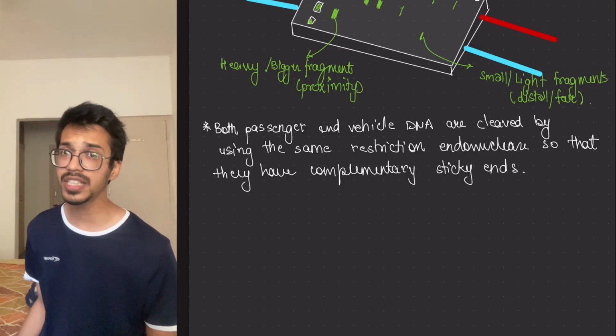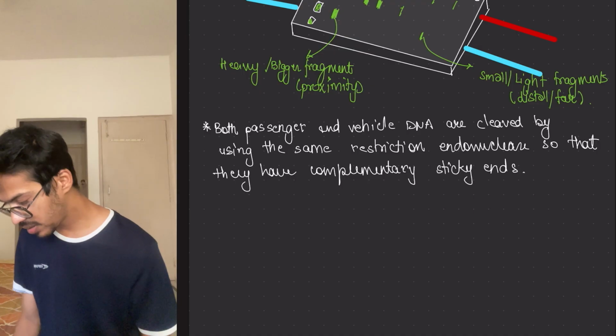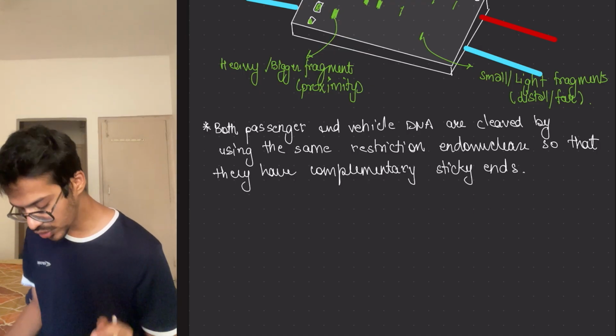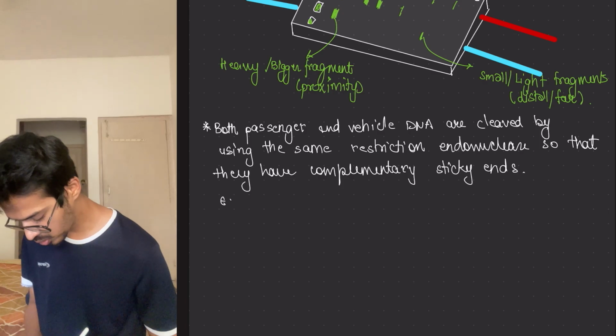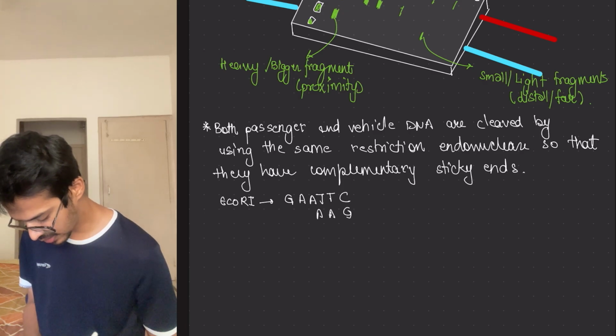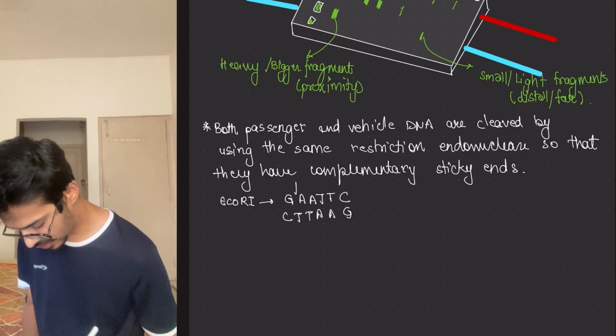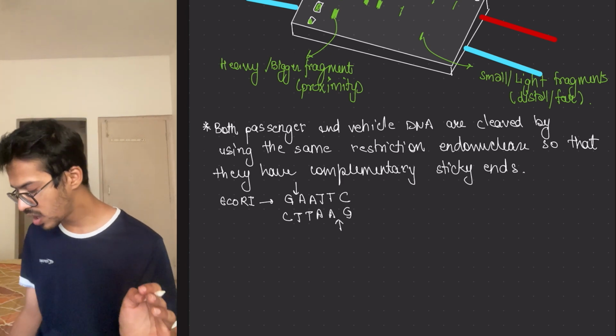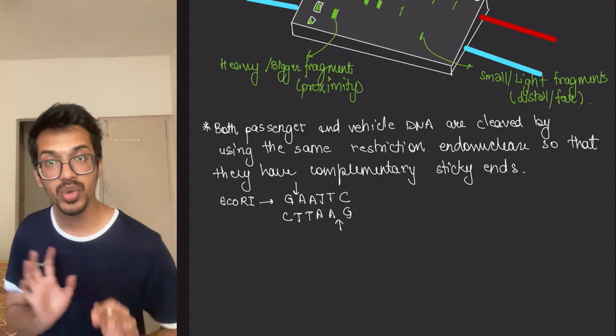Let's take an example. For example, EcoRI. If you remember about EcoRI, where it used to cut: EcoRI cuts at GAATTC, here and here it cuts. We remember this fact. Let's try to understand this with respect to our process.